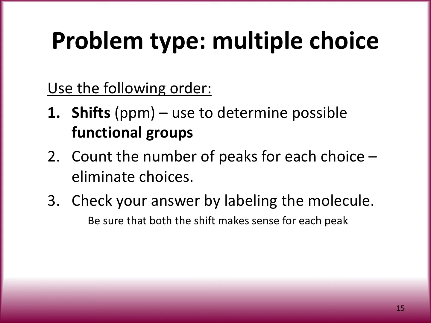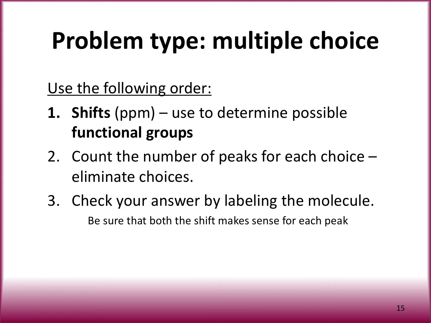Then the next thing I'll do is count the number of peaks for the choices, not the ones that you see, okay? Just that way you can make sure you're looking for symmetry in your answers and you're not going to miss anything or have too many peaks. Does that make sense? Because again, we're working backwards here. Then the last thing we're going to do is check the answer by labeling the molecule, making sure there's one peak for every carbon and that we don't have too many or we're not missing one.